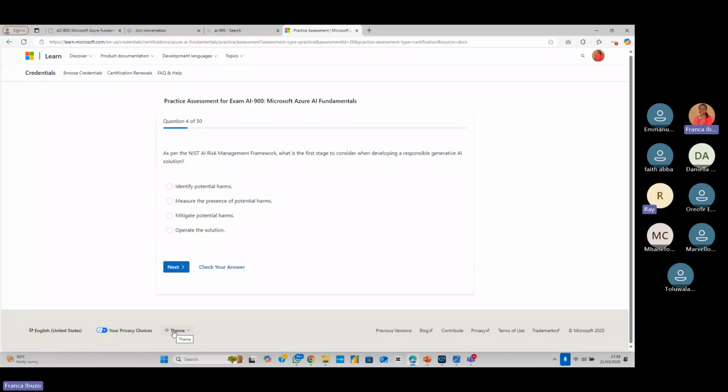As per the NIST AI risk management framework, what is the first stage to consider when developing a responsible generative AI solution? I think the answer would be identify potential harms. Does anybody agree? I agree. Okay. Does anybody disagree?